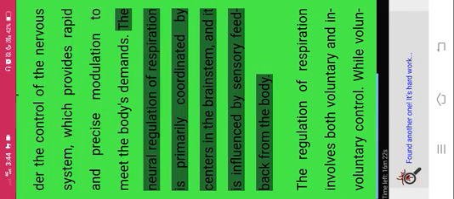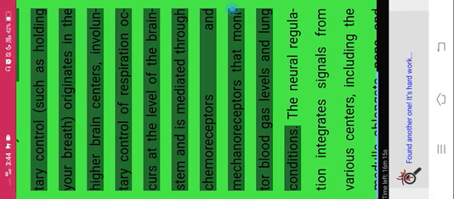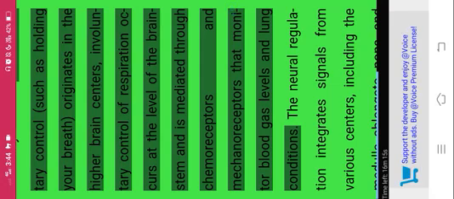demands. The neural regulation of respiration is primarily coordinated by centers in the brainstem, and it is influenced by sensory feedback from the body. The regulation of respiration involves both voluntary and involuntary control. While voluntary control, such as holding your breath, originates in the higher brain centers, involuntary control of respiration occurs at the level of the brainstem and is mediated through chemoreceptors and mechanoreceptors that monitor blood gas levels and lung conditions.